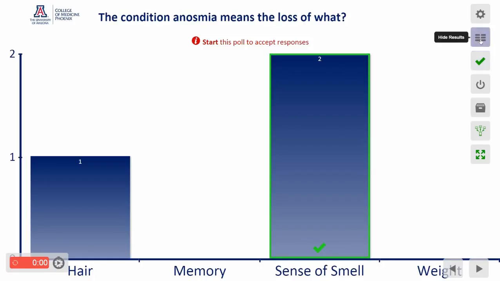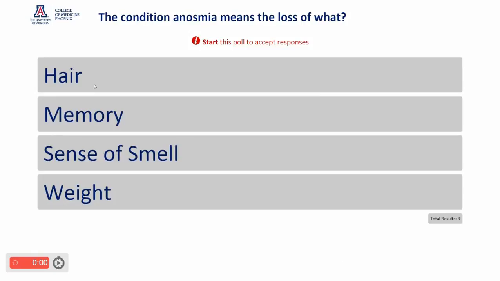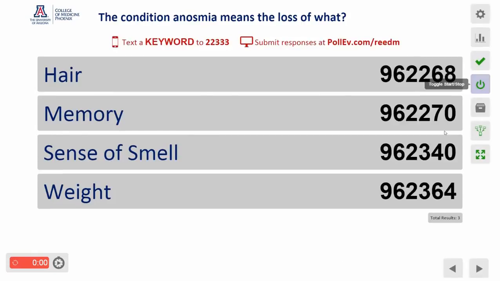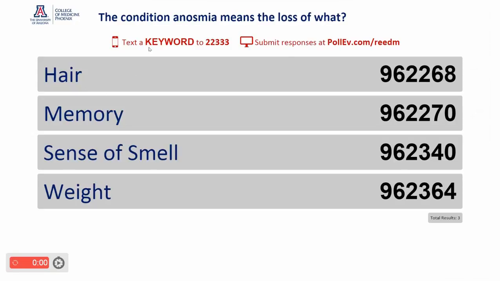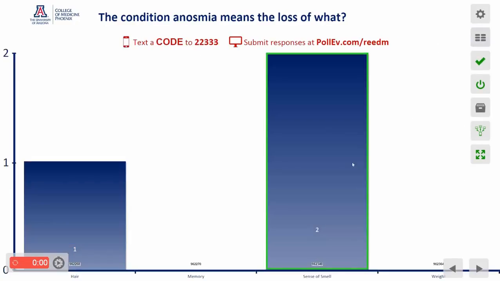If I also want to hide the results, if I want to only accept responses without showing people the responses ahead of time, especially if it's a quiz question or something, I can put it into the hide responses mode, which is the second button on the right here. That just gives people the codes and the answers with the instructions, but it doesn't show them the chart until you push this show chart button.